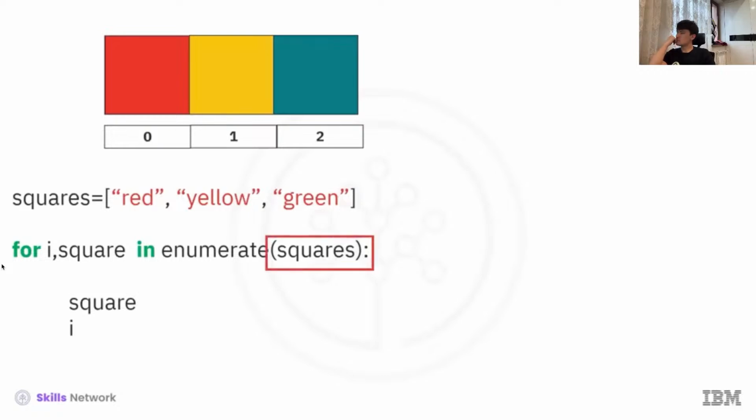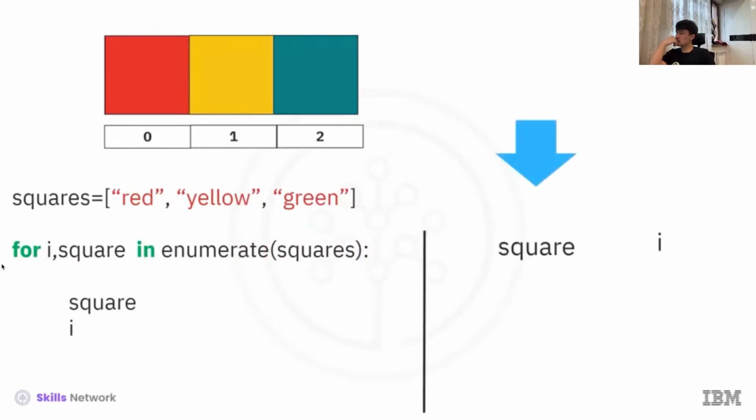The argument of the function enumerate is the list, in this case, squares. The variable i is the index, and the variable square is the corresponding element in the list. Let's use the left part of the screen to display the different values of the variable square, and i for the various iterations of the loop.